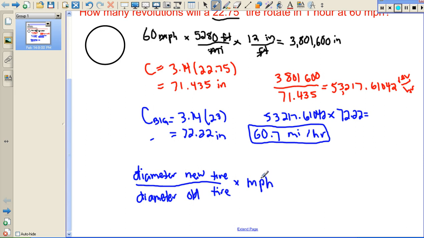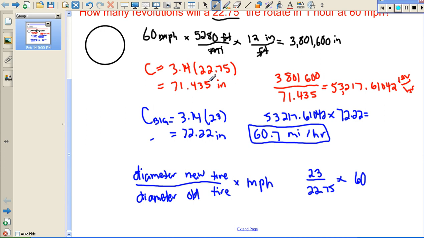So you can convert this for 100 miles an hour, let's say. And let's just double check and make sure that this works. So based on what I said here, it would be 23 divided by 22.75, and then times 60. And so let's check in our calculator. What I'm looking for is 60.7. If that's what I get, then this little trick will work every time.